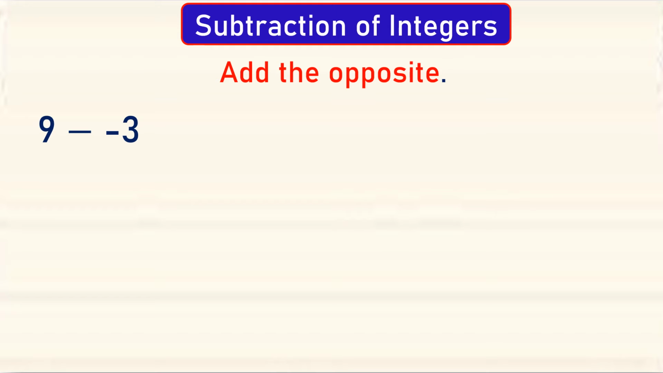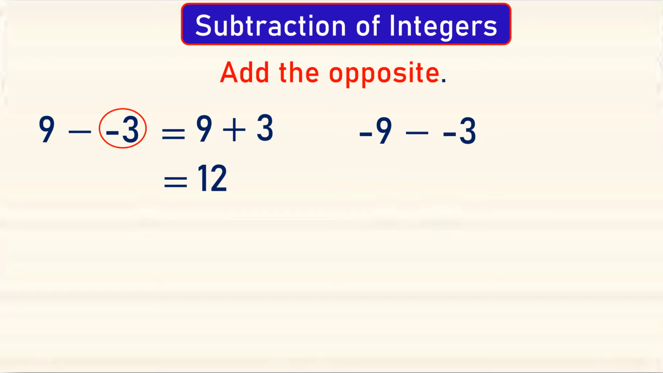Now let us have the subtraction of integers. There is only one rule to be followed: add the opposite. So if we have 9 minus negative 3, we are going to copy 9 and then add, change the operation to addition, and then get the opposite of negative 3, which is positive 3. Then 9 plus 3 is equal to 12.